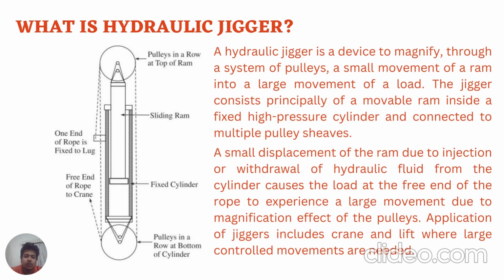So, the jigger consists principally of a movable ram inside a fixed high-pressure cylinder and connected to multiple pulley sheaves. Here is an image in which we can see two pulleys, and this sliding ram which is fit under a fixed cylinder. And there is a rope which is fixed on one end, moves through the various pulleys, and is free at the other end. So, a small displacement of the ram due to injection or withdrawal of the hydraulic fluid from the cylinder causes the load at the free end of the rope to experience a large movement due to the magnification effect of the rope.